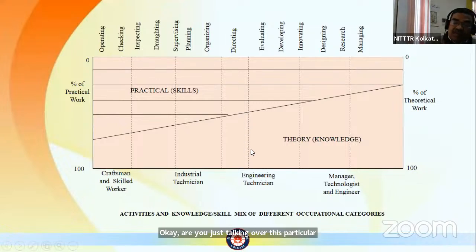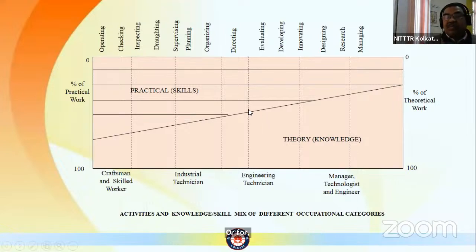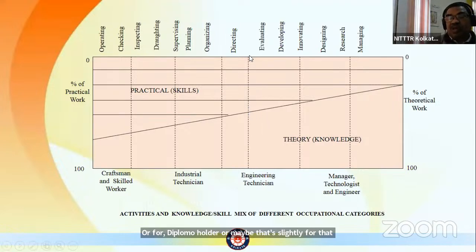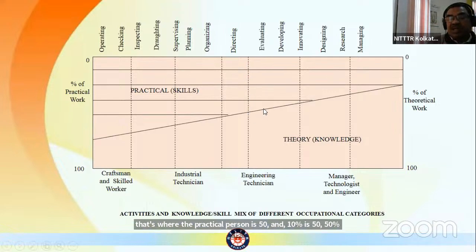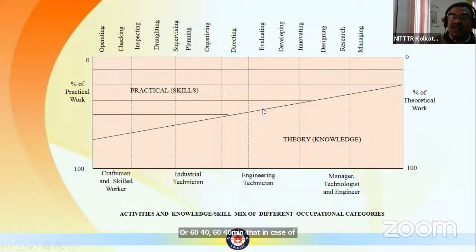For a diploma holder, or maybe slightly for degree holders, the practical portion is 50 and the theoretical portion more or less 50-50, or 60-40. 60-40 means that in case of degree, 60 is theory and 40 is practical. And in case of diploma, the theoretical portion is 40 and the practical portion is 60. So this is very important, a thumb rule you can say, for developing the curriculum at various levels of technical education.